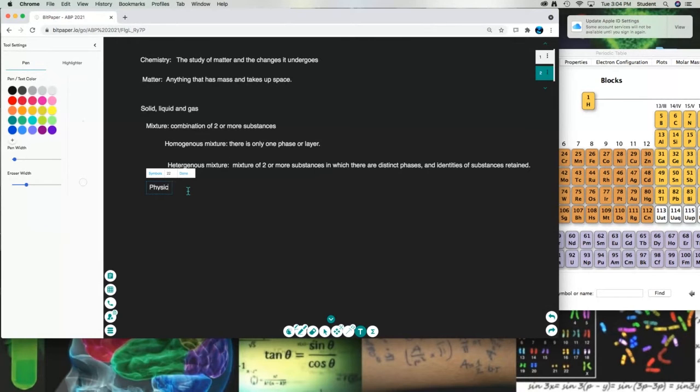There's physical properties and chemical properties. Can you give me an example of a physical property? Let's talk about what it is then. Maybe it'll help. So physical properties is anything that can be observed without changing what you got.